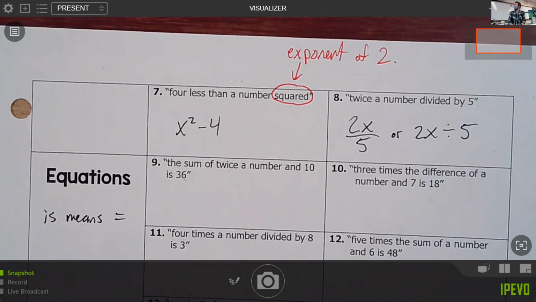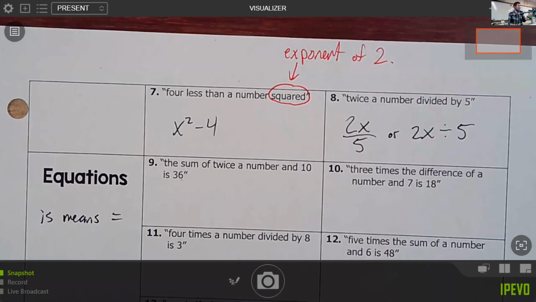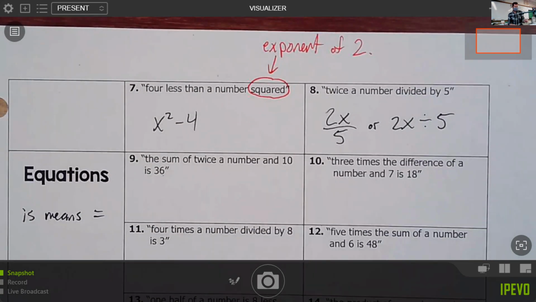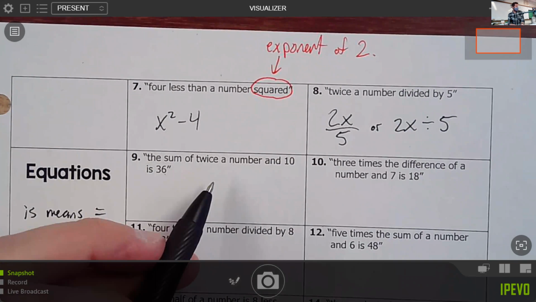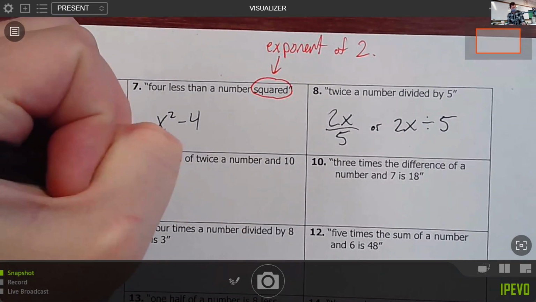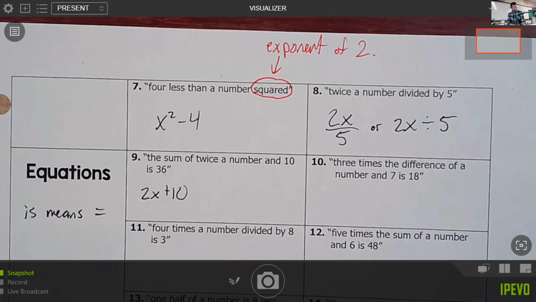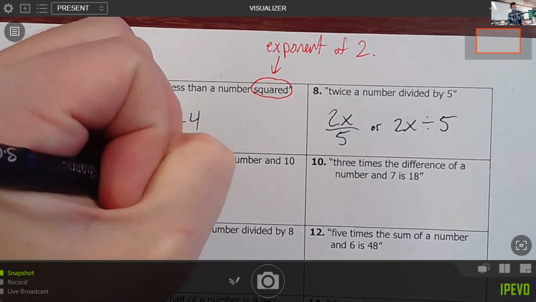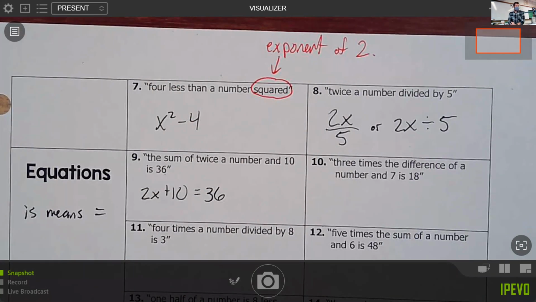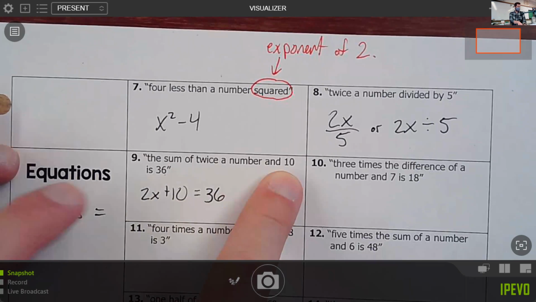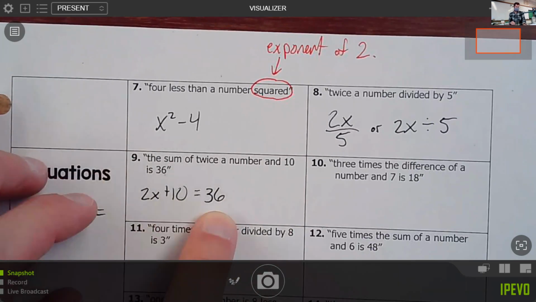So is means equals. So the sum of twice a number and 10, so 2 times a number and 10 added together, so 2x plus 10 equals 36. And we're not solving it, we're just writing the equation. So 2x plus 10 equals 36. The sum of twice a number and 10, twice a number, 2 times x, sum of that and 10, plus 10, equals 36.